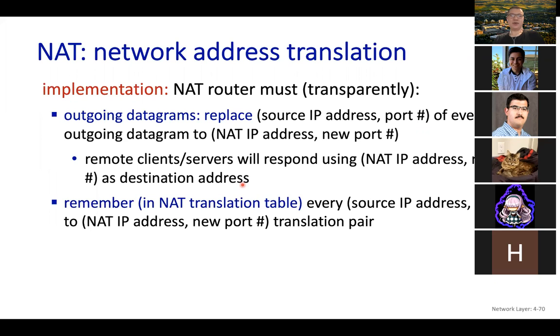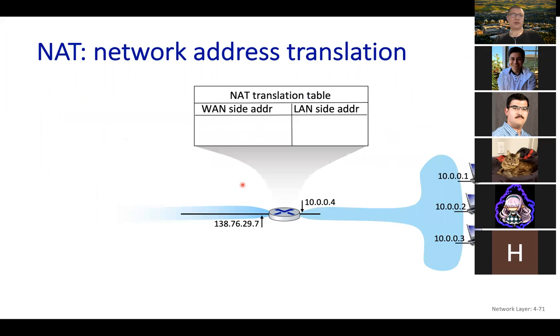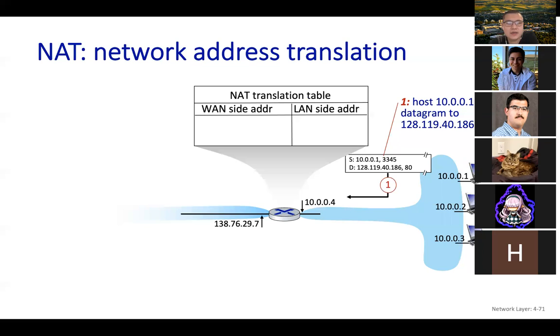We need to remember every source IP address and port number translated to a NAT IP address and new port number translation pair. I will show an animation here that will be easier to understand. Let's say I have some packet, some datagrams, that need to be sent to the outside world, to the internet. We have host 1, 2, 3.